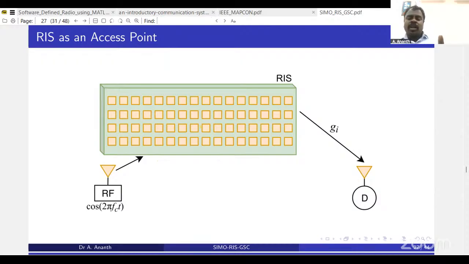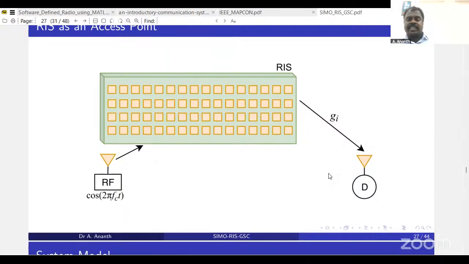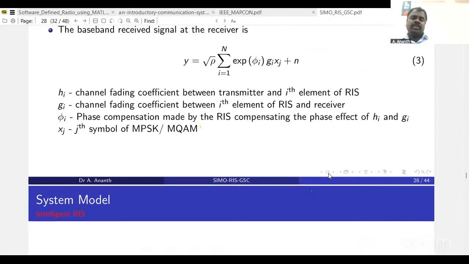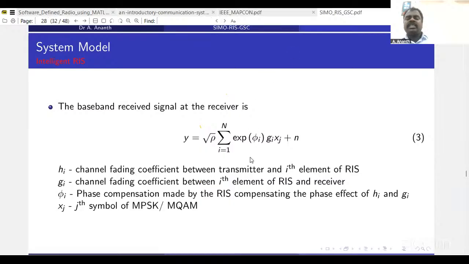So there exists only one channel between your RIS element and the destination, that is G. If it is from the first element, it is G1; from the second element, G2; from the third element, G3, and so on. Accordingly, here we don't have any h_i. That is the only term you cannot see in this received signal expression as well as the detection expression. Since we have this exponential of phi, it indicates that it is an intelligent one, not a blind one, and we don't have this h_i here. The rest of the things are the same.